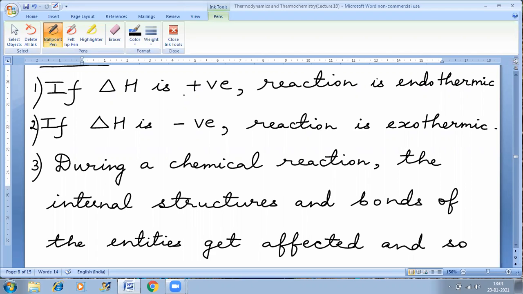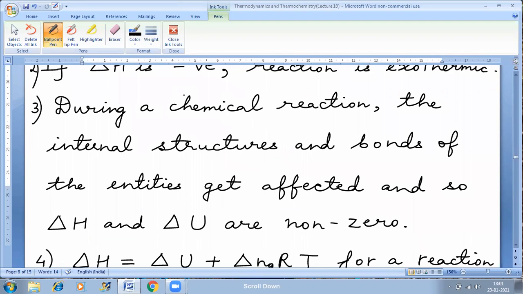So during a chemical reaction, the internal structures and bonds of the entities get affected. And that is why we have non-zero values of delta H and delta U.